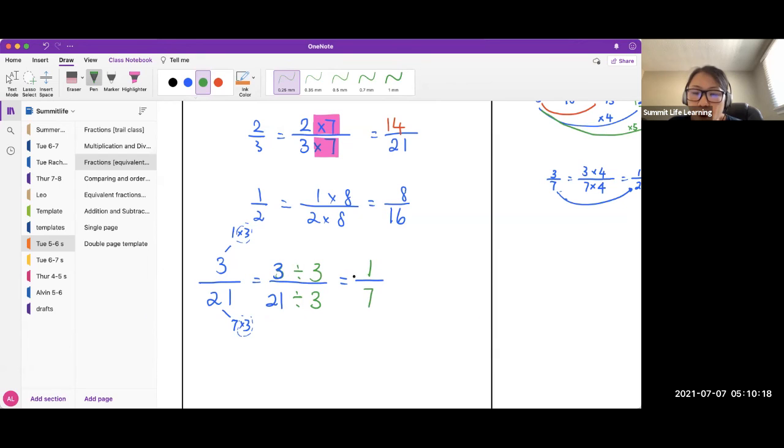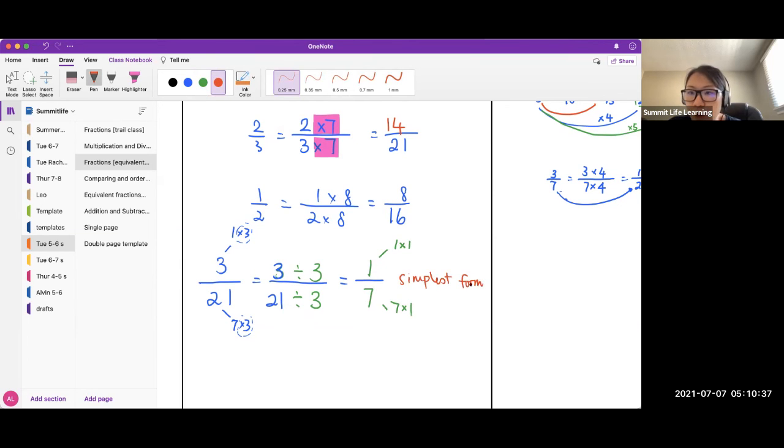Now, we pause here. We think of 1 out of 7. Can we further simplify it? We found that 1 is just 1 times 1. 7 is 7 times 1. Okay, they cannot be further simplified. And then we call this one the simplest form, okay?